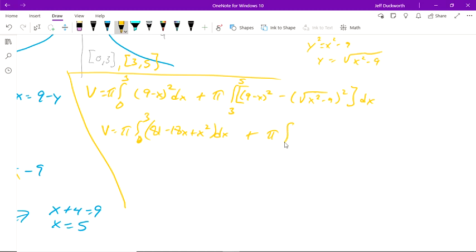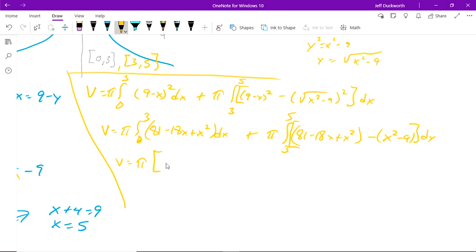All right, so this is 3 to 5. And this is that same 81 minus 18x plus x squared minus the quantity. Since we're squaring the square root, it's just x squared minus 9. All right, this part here is not bad to evaluate, and we'll just do that with the next group as well, and make that other bit work.